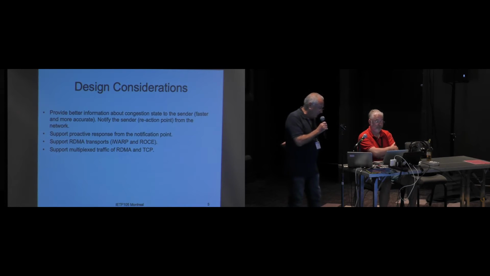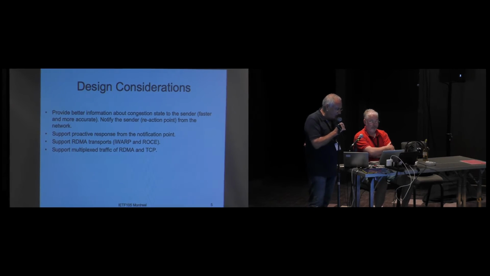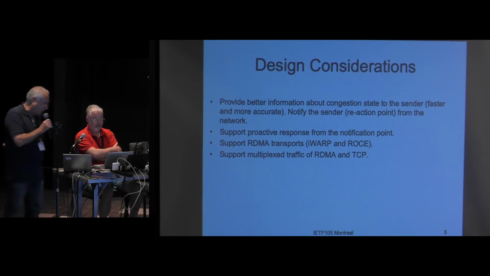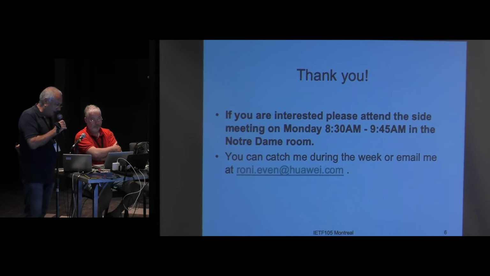So the design goal is to provide better information about the congestion state to the sender, faster and more accurate from the network, and to notify the sender, the reaction point, from the network. It can support a proactive response from the notification point and support different RDMA transports. So what we are talking about is something that will be transport agnostic and support multiplexed traffic of RDMA and TCP. We have already done some experimental tests, and we are having a side meeting tomorrow in the Notre Dame room.